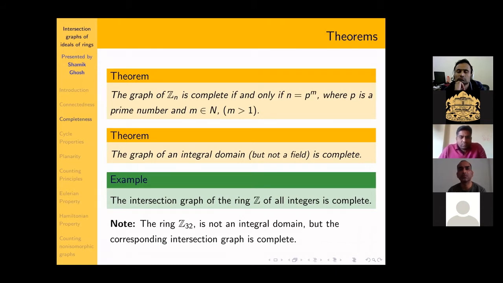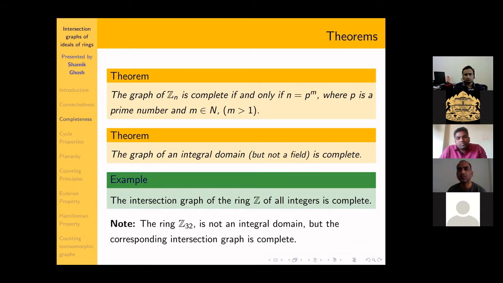But one can also prove the sufficient part: you can assume the graph is complete, and then prove that if there are other primes, you will get at least two vertices which are not adjacent. And so you can prove that the graph is complete if and only if n is a power of a single prime.